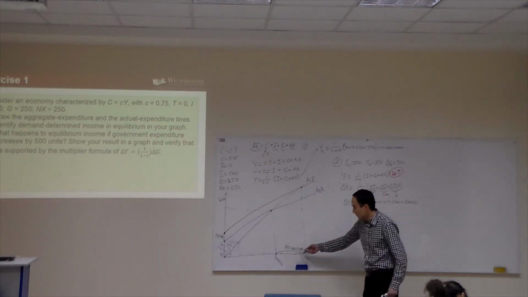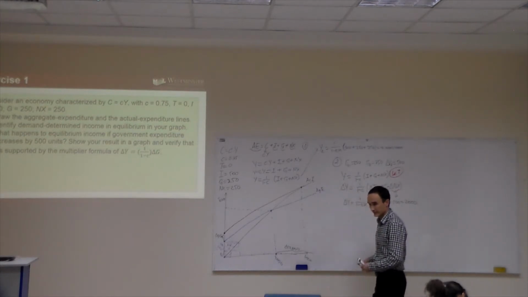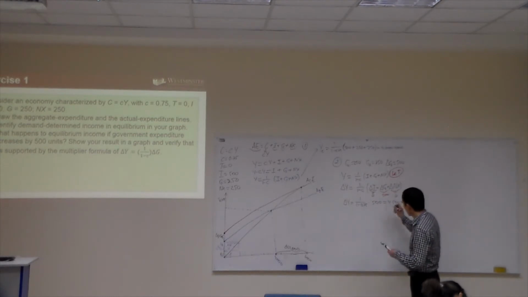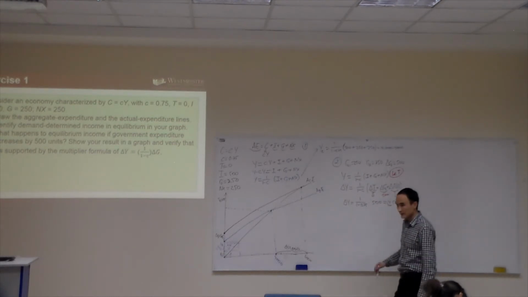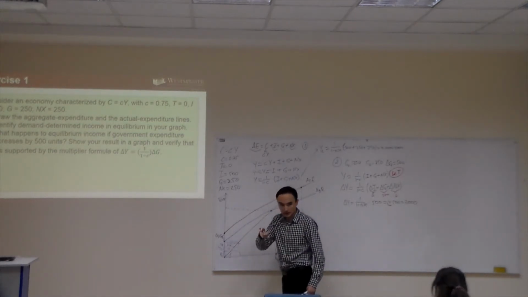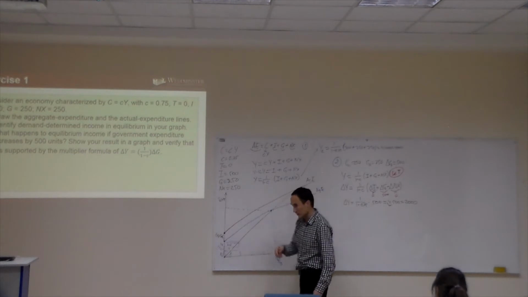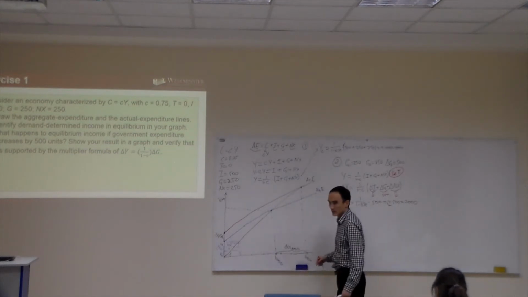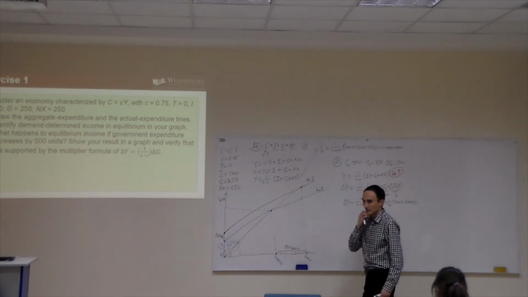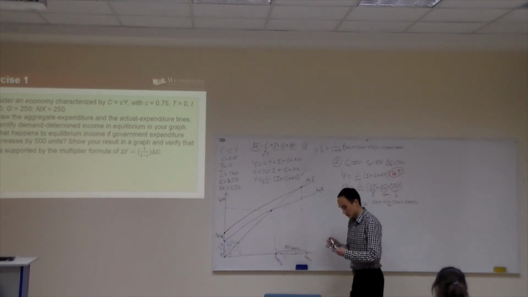So does it have multiplier effect? Yes, it does. 4 times. Right? Only 500 units was injected into the economy, which resulted in 2,000 increase in output. Okay?